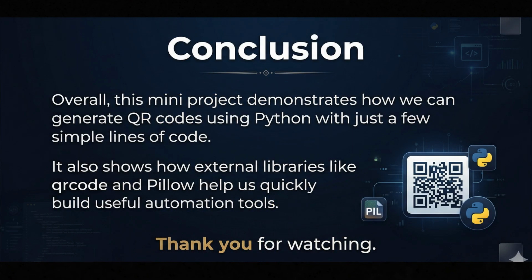Overall, this mini project demonstrates how we can generate QR codes using Python with just a few simple lines of code. It also shows how external libraries like qrcode and pillow help us quickly build useful automation tools.